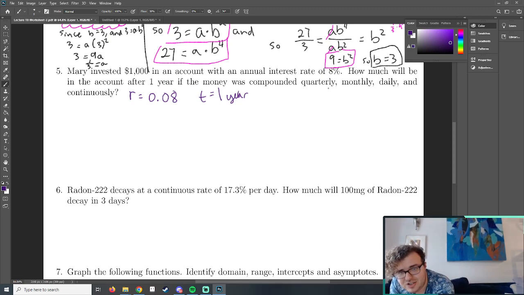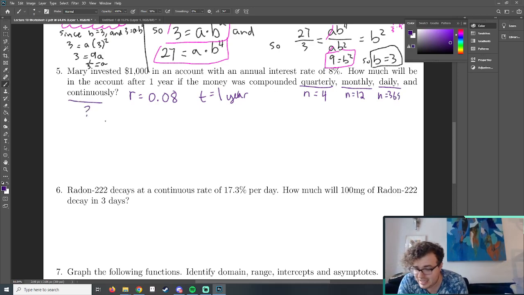They're saying how much if it was compounded quarterly, this is where n equals 4, how much if it was compounded monthly, which is n equals 12, how much if it was compounded daily, which is n equals 365, and how much if it was compounded continuously, which we'll talk about in a moment because it uses that other formula I haven't given you yet. So they're asking you to calculate 4 numbers. They're all going to be the amount of money in the account after 1 year, but if Mary invests in an account that compounds interest quarterly, monthly, or daily, or continuously, which are 4 different options you might see when investing in an account.